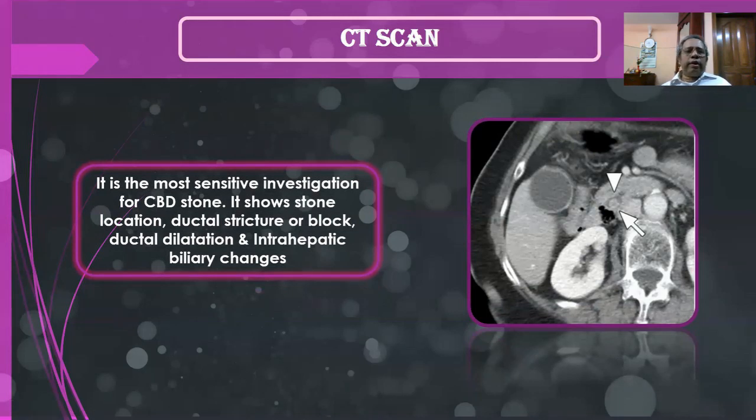So look at the picture. This is the CT scan. It is the most sensitive investigation for CBD stone. It shows stone location, ductal structure, block, and ductal dilatation, easily evaluated. Look, the gallbladder is distended there. There is a stone in the neck, that means in the ampulla better, there is a stone there. They can easily delineate that there is an obstruction there and also an obstruction there. For that reason the gallbladder is distended. In the subsequent film, you can evaluate there is a neck stone there.